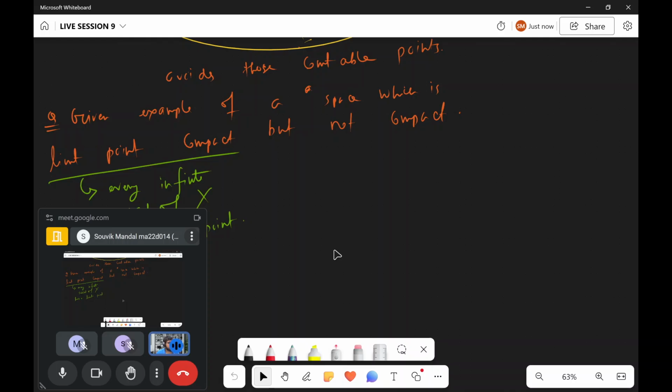Try and think about how to construct an example which is limit point compact but not compact. Take your time, think about it. I shall be back within a few minutes.